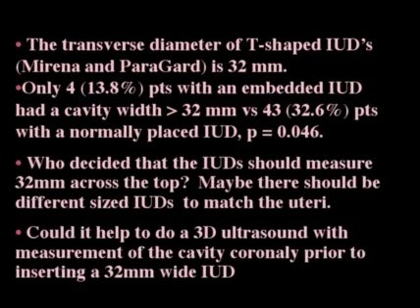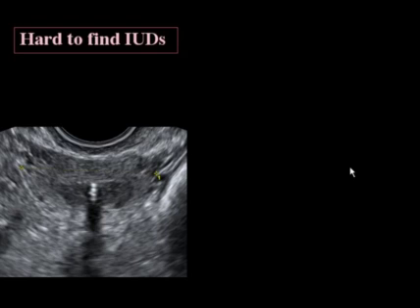The transverse diameter of the shape of the IUD when it is opened in a T is 32 millimeters, and only 4, or 13.8%, of patients with the embedded IUDs had a cavity greater than 32 millimeters versus 32.6% of patients with a normally placed IUD. So who decided that the IUD should measure 32 millimeters across the top? Maybe there should be smaller size IUDs for smaller patients. And perhaps it might help to do a 3D ultrasound prior to the insertion of an IUD.